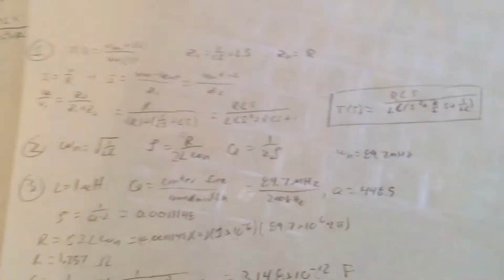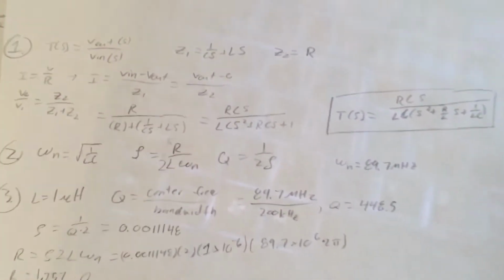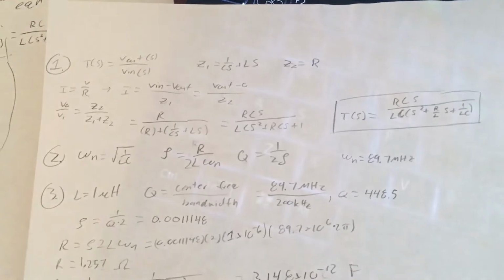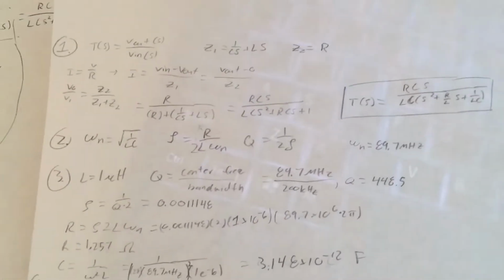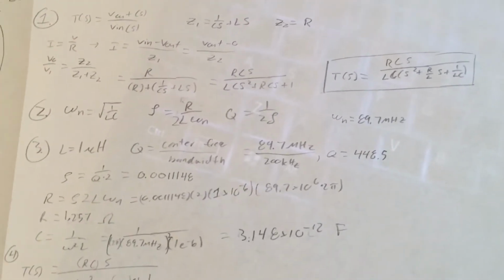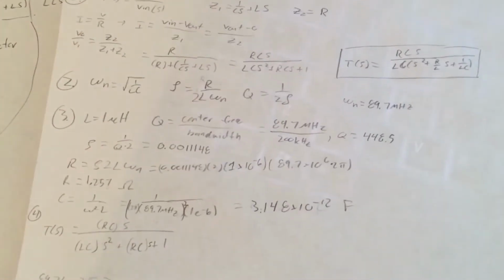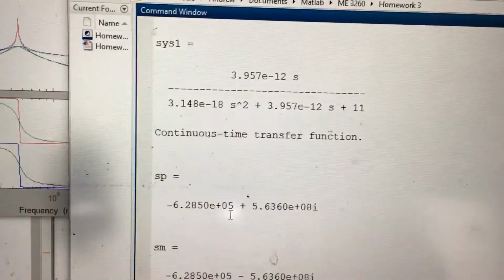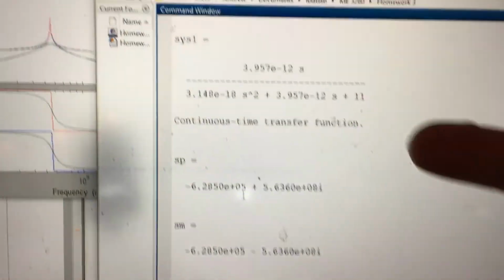Okay, so the first thing we're asked to do is find the transfer function, which I did right there. It's in standard form. And then you use the equations that we were given in recitation to find all the variables that go into it. And then plugging in all those variables using the built-in TF function in MATLAB, you get your transfer function with all the variables in.